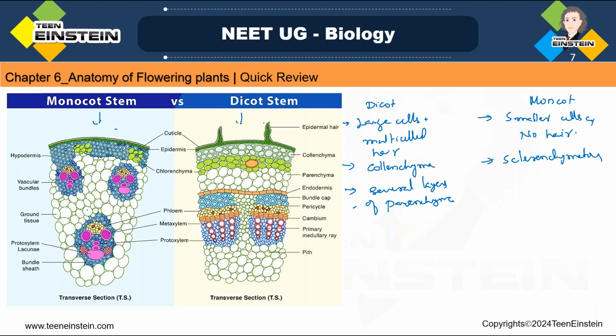And what about monocot stem? In monocot stem, you cannot differentiate like that. Here the cortex region is absent, but you can see the parenchymatous ground tissue which is present from the hypodermis to the center of the stem. There is no separation like this. There is no endodermis.